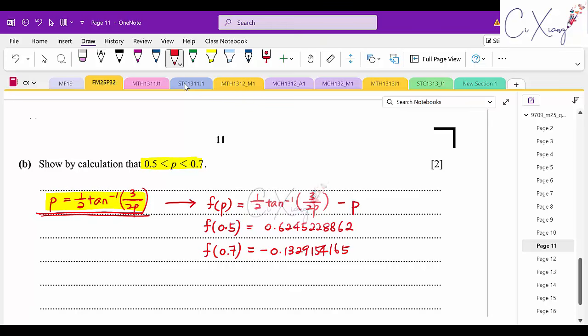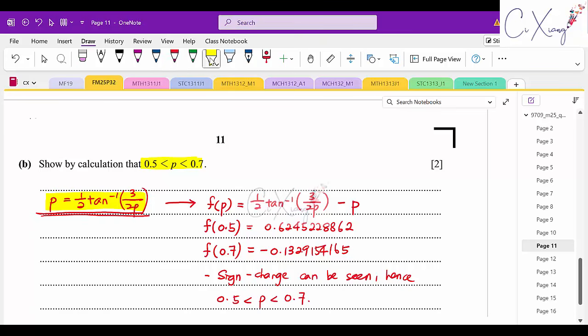So when I substitute 0.5 and 0.7 into the function, I realize that one value that I got is a positive value, another value that I get is a negative value. So this is what is meant by sign change. Once you see the sign change here, you can write a conclusion where sign change can be seen. Hence p actually lies between 0.5 and 0.7.